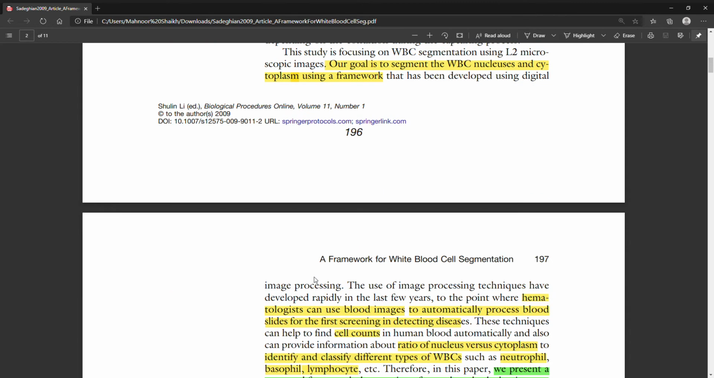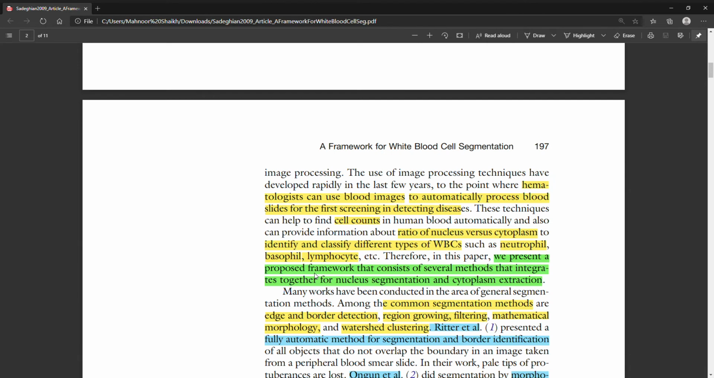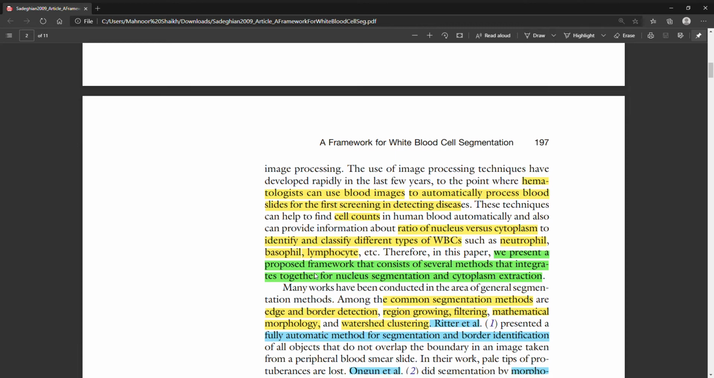this framework. A hematologist can play a vital role in automatically processing blood slides for the first screening in detecting diseases. Through using techniques, they can find the cell counts and the ratios of nucleus versus cytoplasm to identify and classify different types of white blood cells, such as neutrophils, basophils, and lymphocytes. So, in this paper, a framework has been proposed that consists of several methods that integrate together for nucleus segmentation and cytoplasm extraction. And there are a lot of segmentation methods.